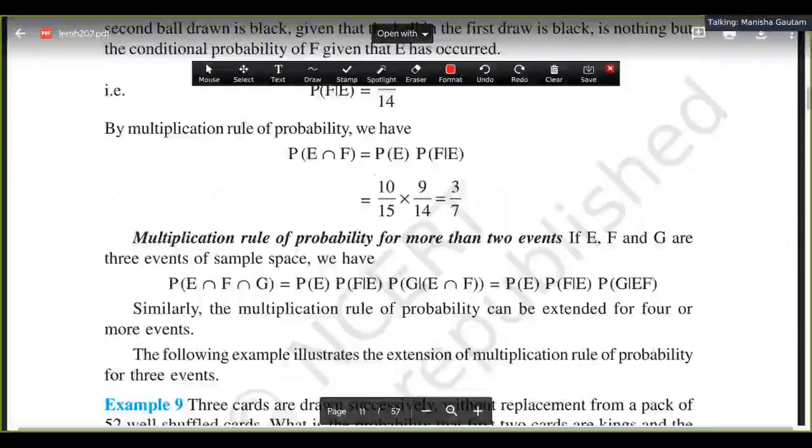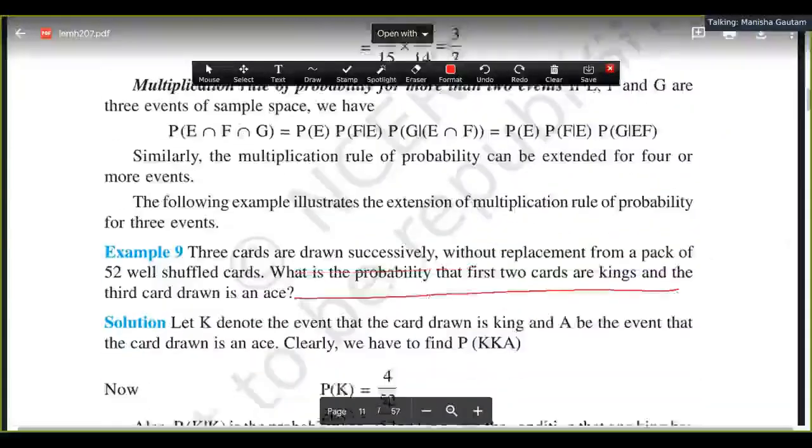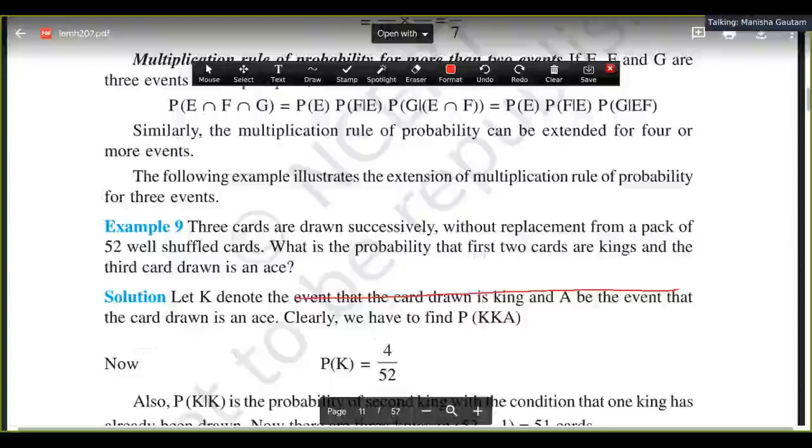Now, multiplication rule of probability for more than 2 events. If 3 events are there, then how to write it down? This is the way to write it down. Now, example number 9. 3 cards are drawn successively, without replacing, from a pack of 52 well shuffled cards.